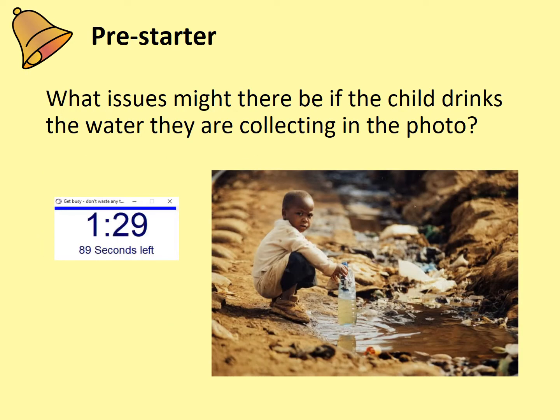So just to get us thinking and reflecting back on what we did last lesson, what I want you to do in your exercise book or on your piece of paper is write down as many issues as you can think of that might occur if this child was to drink the water that you can see them collecting in the photograph. So what problems might it cause for that child? I'm going to give you a minute and a half in order to think of those ideas.